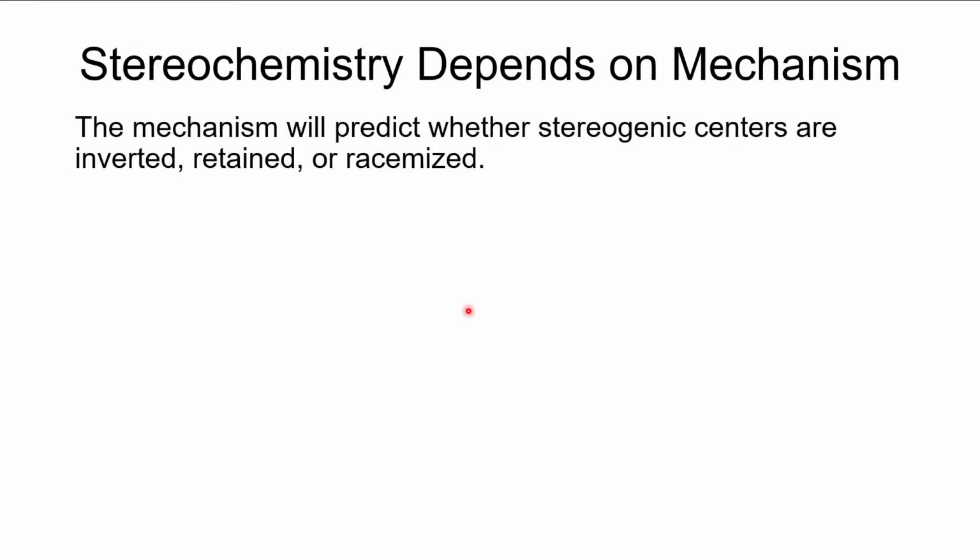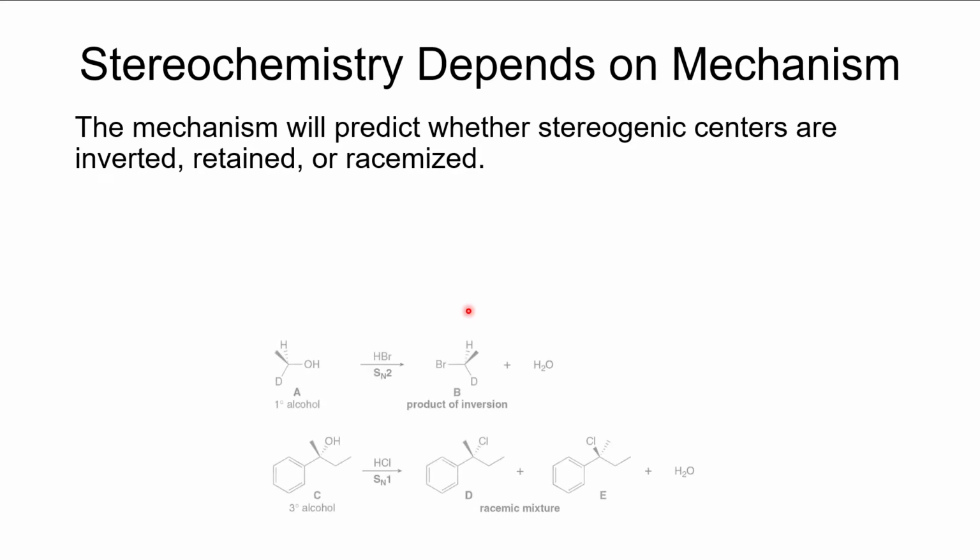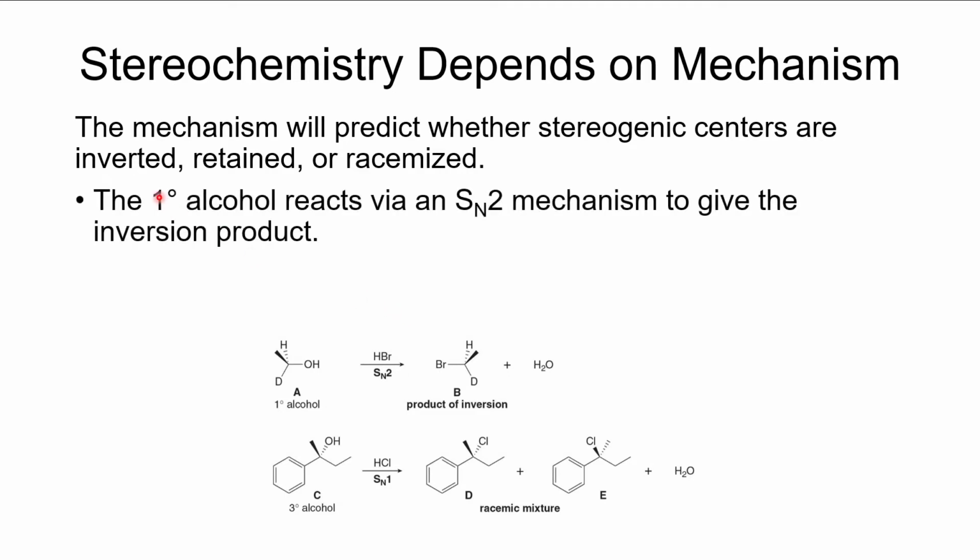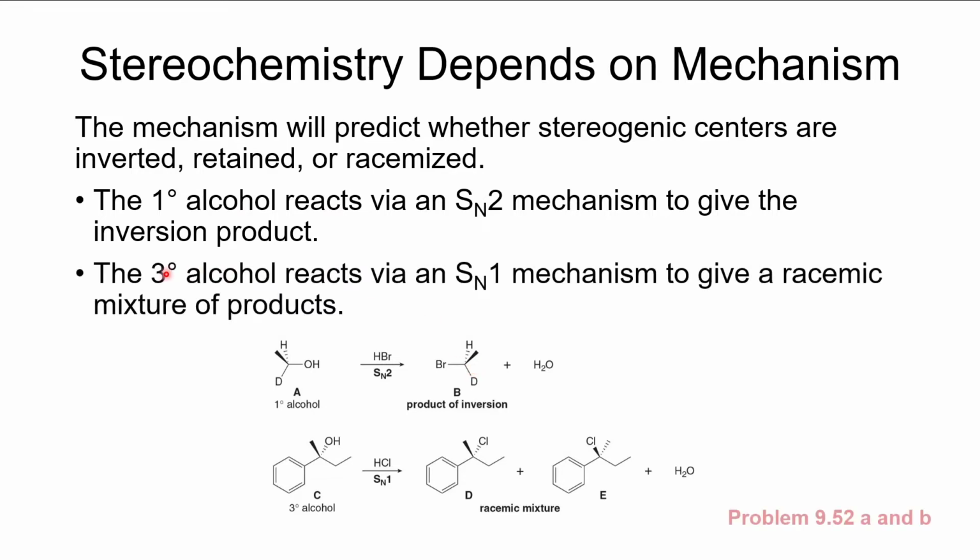All right, and then the stereochemistry, of course, will depend on the mechanism. If we've got an SN2 mechanism, which the primary alcohol goes by, then we will get an inversion product. All right. The tertiary alcohol, also the secondary alcohol, will go by an SN1 mechanism, and with that we will get a racemic mixture.